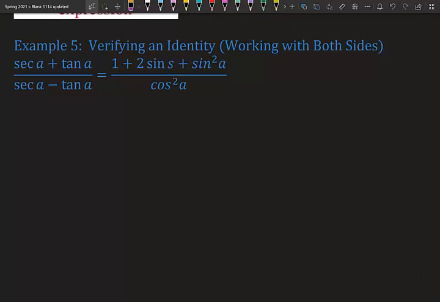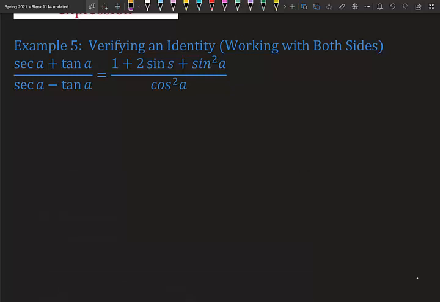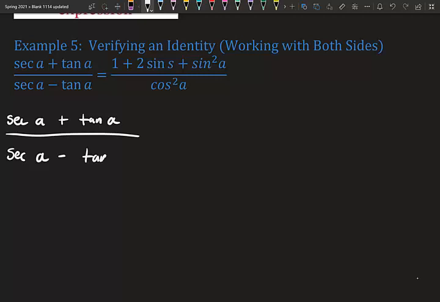So, when to work with both sides? Well, when it looks crazy like this, when both sides are just insane looking. But that's okay, we can still do it. Let's just work with both sides separately. Let's work with the left side. Alright, our left side is secant A plus tangent A over secant A minus tangent A.